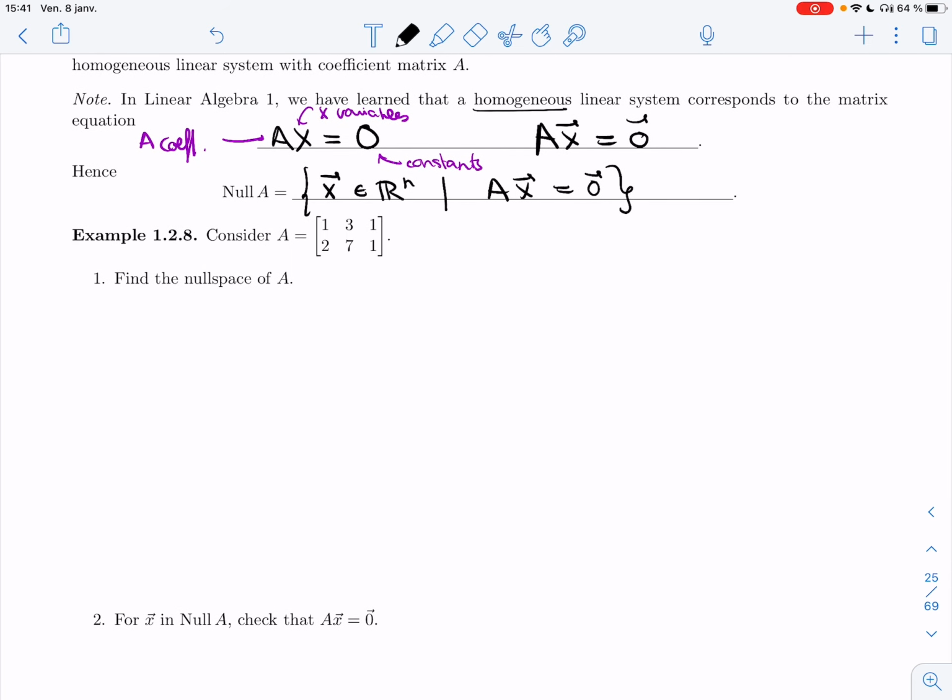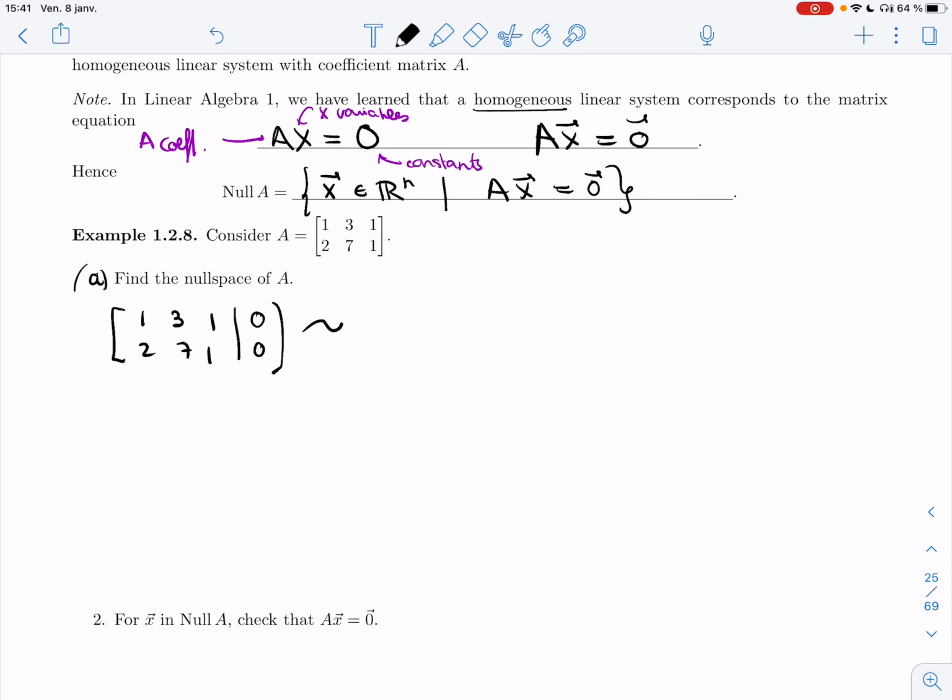All right, so I'm going to consider the matrix 1, 3, 1, 2, 7, 1, and I want to find the null space of it. That means I want to find the solution set of the homogeneous system which has this coefficient matrix. Homogeneous means the constants are 0, which means you can forget and not include them, but let me include them since it's our first example. So I want to solve this system.